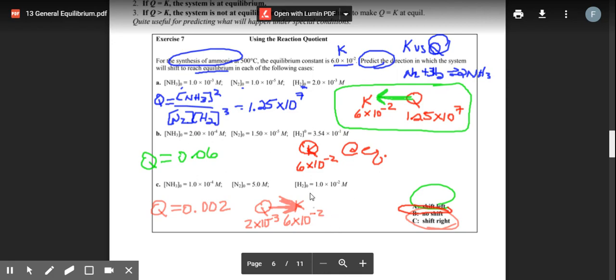So again, the only time when we have to use this is when we're trying to predict the direction in which a reaction has to shift to reach an equilibrium, because Q is not at equilibrium.